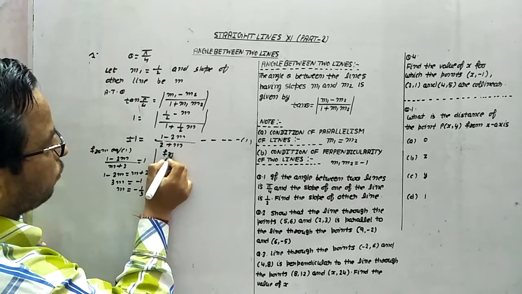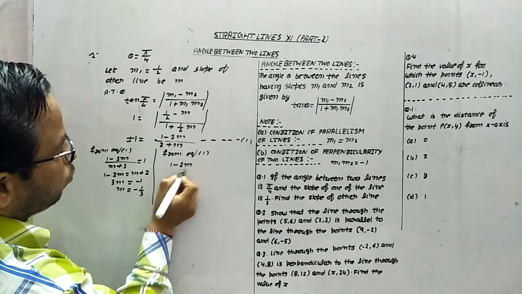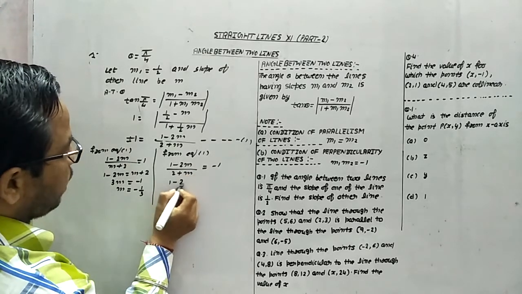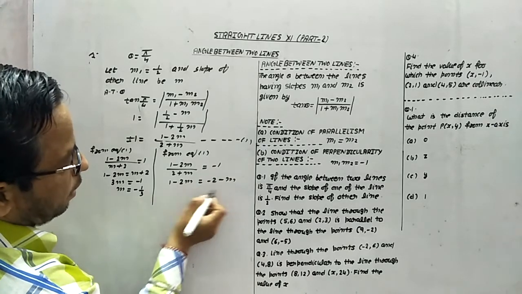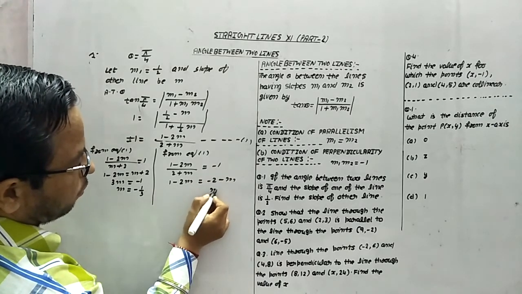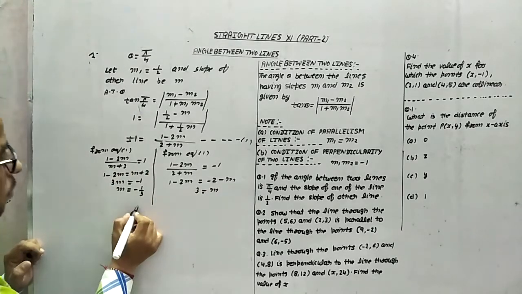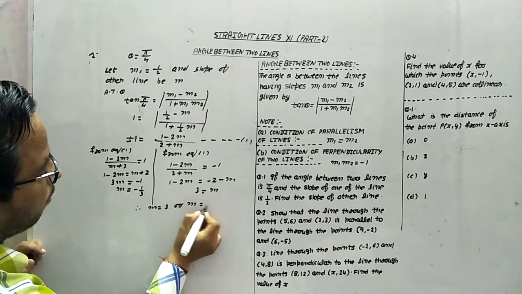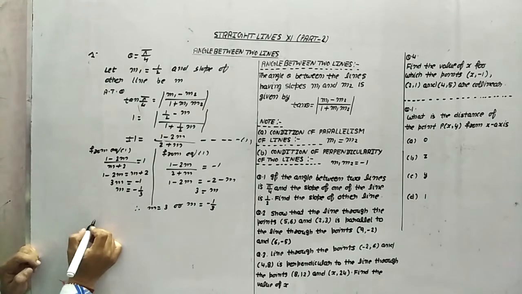Also from equation 1, we observe (1 minus 2m) upon (2 plus m) is equal to minus 1. It means 1 minus 2m is equal to minus 2 minus m. So m is equal to 3. Therefore, the slope of the other line will be m is equal to 3 or m is equal to minus 1 by 3, and this is the answer. Now look at this.